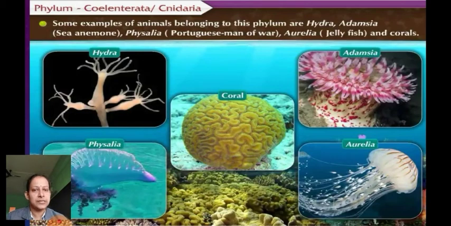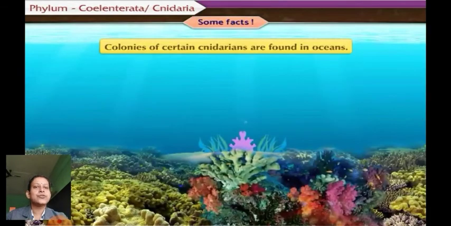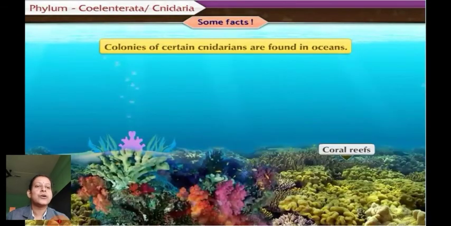And corals. Coral reefs you might have heard of, right? So let's talk about some amazing facts about these corals. Colonies of certain cnidarians are found in oceans, and these are what we call coral reefs. Once they die, they form the coral reefs, which are very important for sustaining the life of so many organisms in marine water. So coral reefs support the life of various organisms.